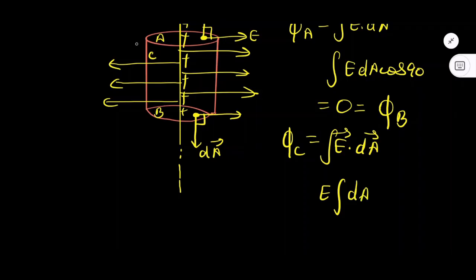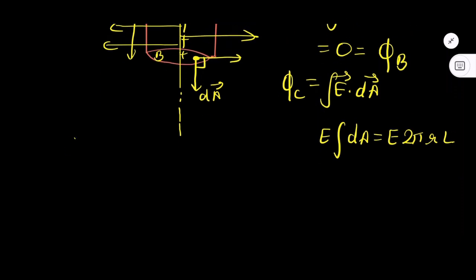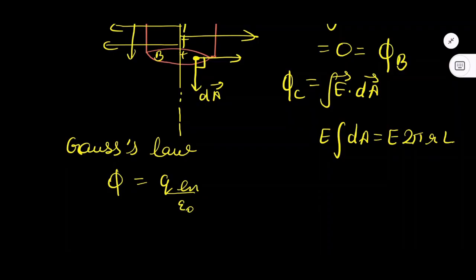Now let me take the length of the cylinder to be L. Okay, so the flux will be E into area, which will be 2 pi RL, where R is the radius of the cylinder. Okay, so this is the flux of the curved surface. Now we also know that from the Gauss law, this flux is equal to charge enclosed by epsilon naught. Okay, and it is also equal to the closed surface integral of electric field dot dA.